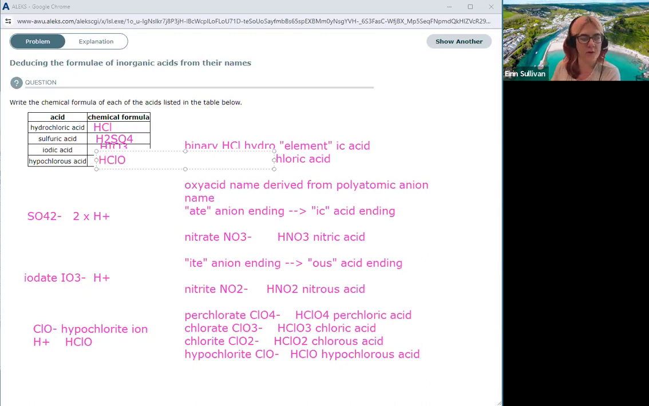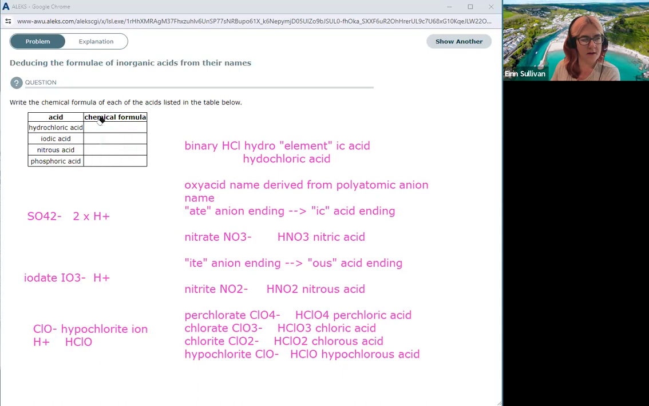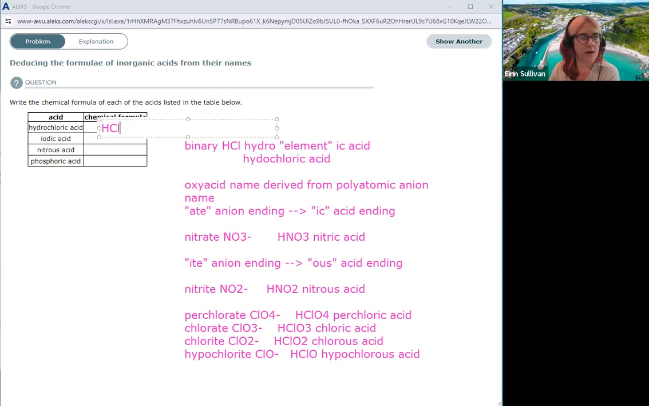Okay, so let's do one more. Might as well, got time. Okay, so hydrochloric acid is HCl. Iodic acid then, well, iodic is coming from the iodate ion, IO3-. Okay, so it's going to take 1 H plus to balance it, so that would be HIO3. Nitrous acid, -ous, is coming from the nitrite ion, which will be NO2-. So that'd be HNO2 would be nitrous acid.